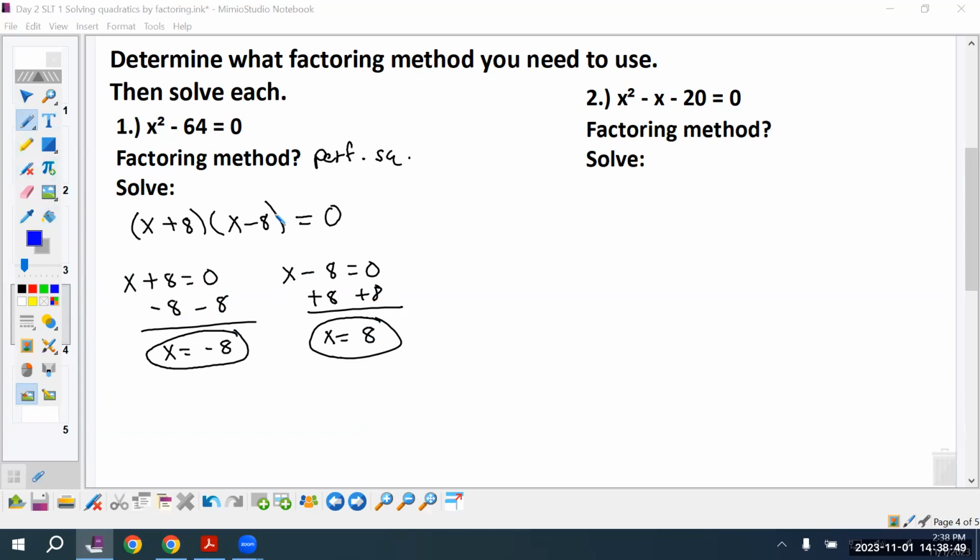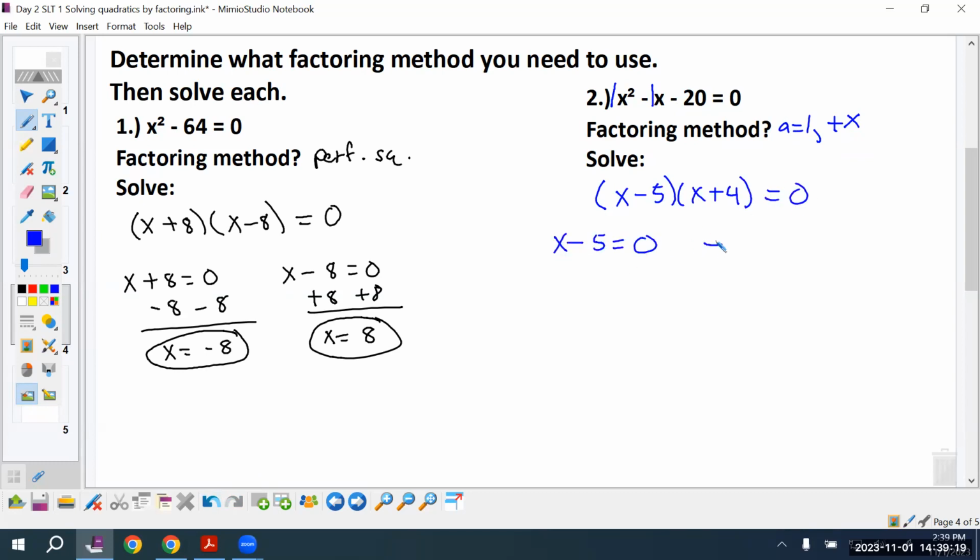Okay, number 2. And again, feel free to pause the video, work on your own. I see that I have no greatest common factor and it starts with a 1. It's a trinomial that starts with 1, so I'm going to go a equals 1, what adds and multiplies. So what adds to -1 and multiplies to -20 is going to be -5 and +4. So then I can set each one equal to 0. I get x equals 5 and x equals -4.